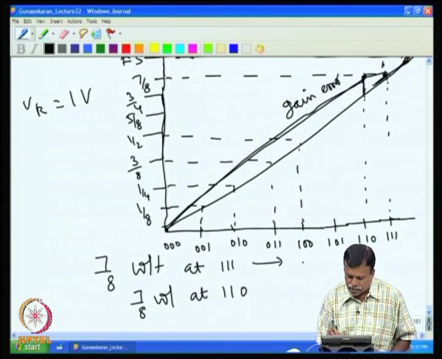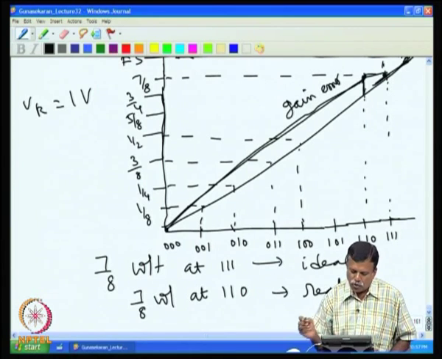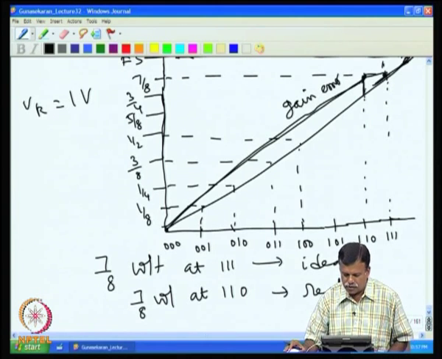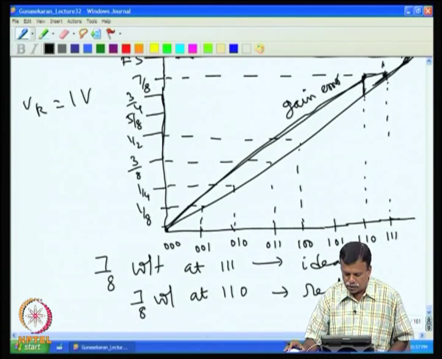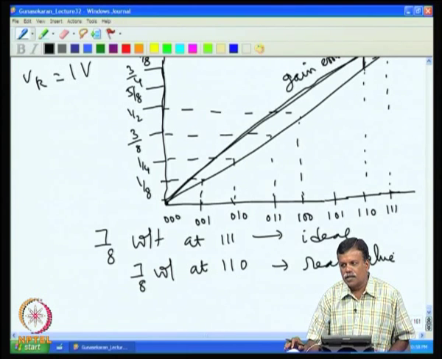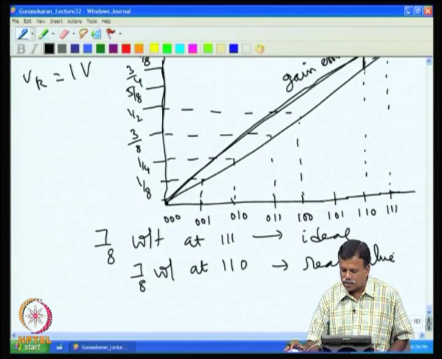That is the ideal case, and this is what we got. So, this has a 1 LSB gain error at the output, that is, at the maximum value. This is one type of error. This is coming because the multiplication factor for the output voltage is not correctly set. That is the reason for the gain error.